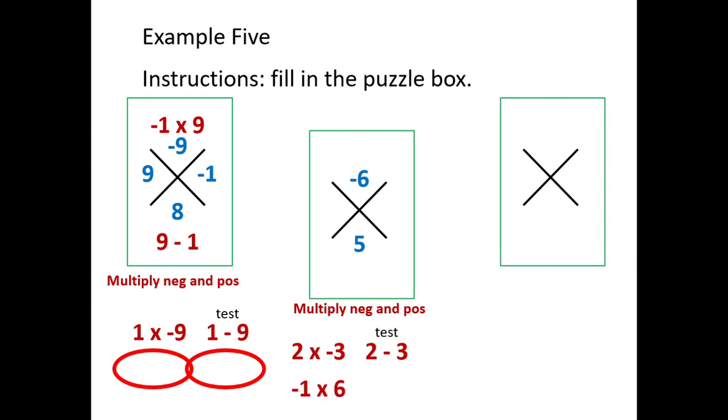Okay, let's try another one. A -1 and a +6. Okay, well, negative times positive gives you a -6 on the top. Well, how about when you add them? 6 take away 1 is, in fact, 5. So there's your winner right there.